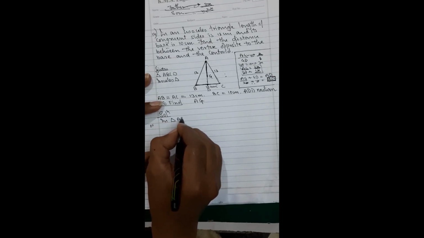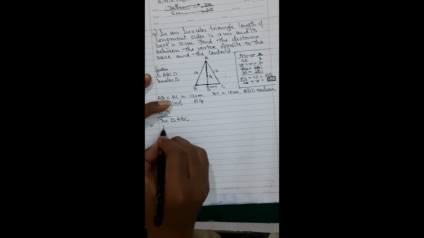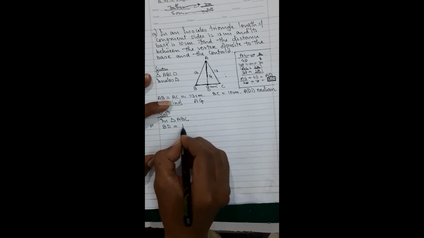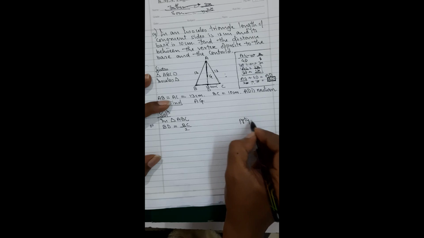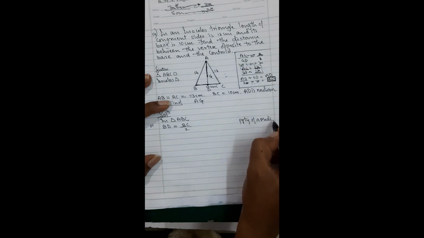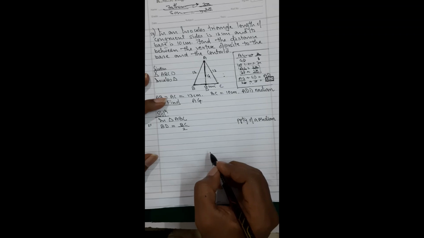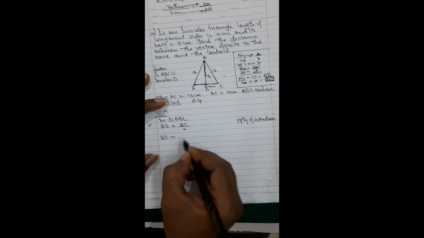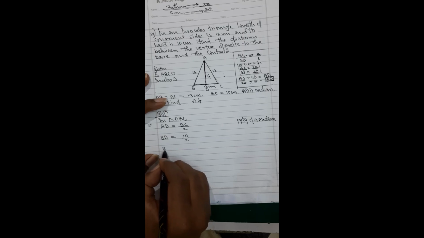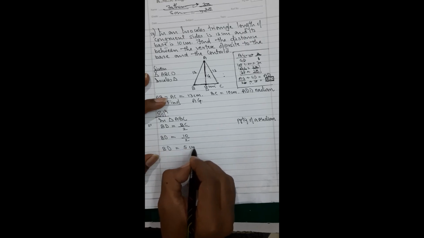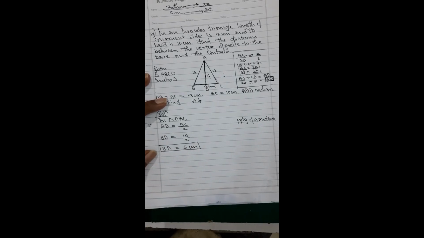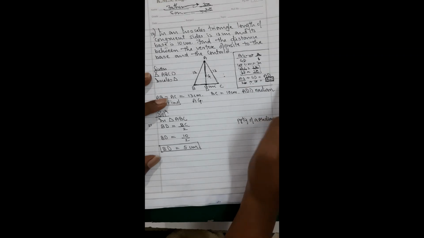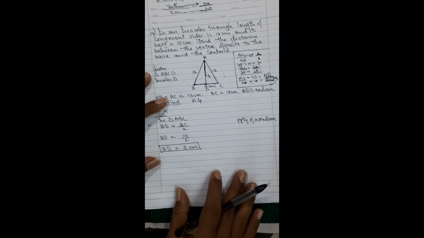In triangle ABC, BD is equal to half of BC. This is basically the property of a median. So you get BD is equal to BC, which is 10, upon 2. So you get BD is equal to 5 centimeter. So in this way you got the value of BD. Now see, you have to go reverse. Once you get BD, you will be able to get AD. Fine. So you have to get the value of AD.